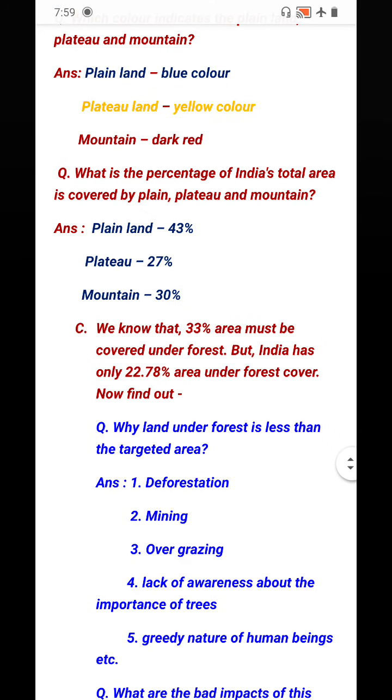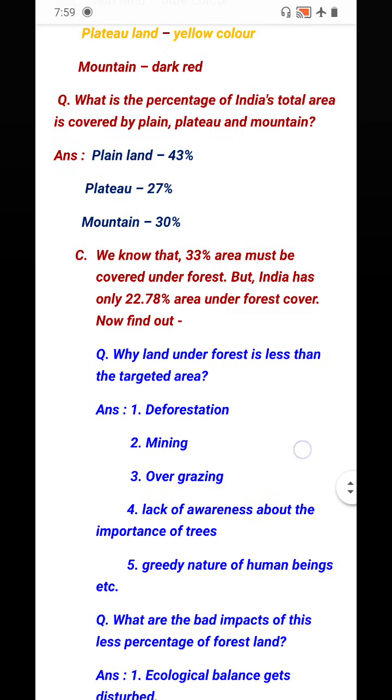Question number C: we know that 33% of the area must be covered under forest. That is our calculation: if 33% out of 100 is covered by forest, then we will not face any type of pollution, global warming or environmental issues. But India has only 22.78%. That means we are short, we are lagging behind the 33% criteria.